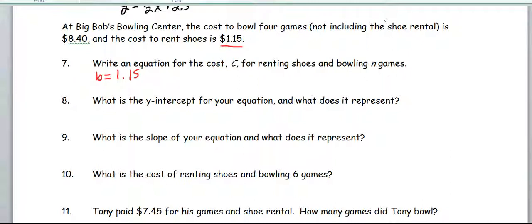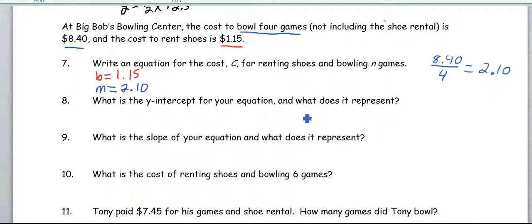All right, so here we have this strange construction, $8.40 to bowl 4 games. So what does it cost to bowl 1 game? Let's figure that out first. Well, we would simply say $8.40 divided by 4, and that comes out to $2.10 per game. So that means my slope for each game is $2.10.